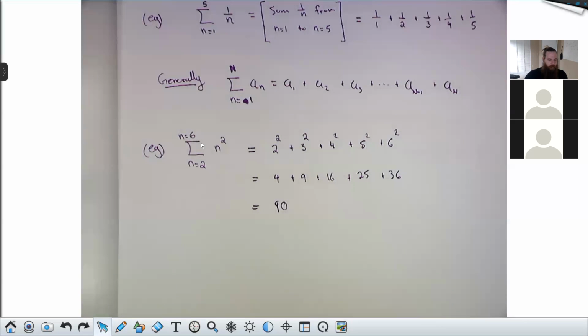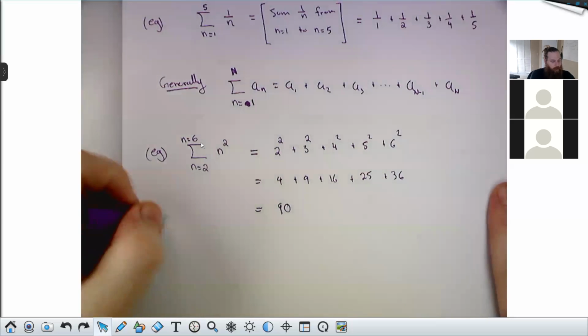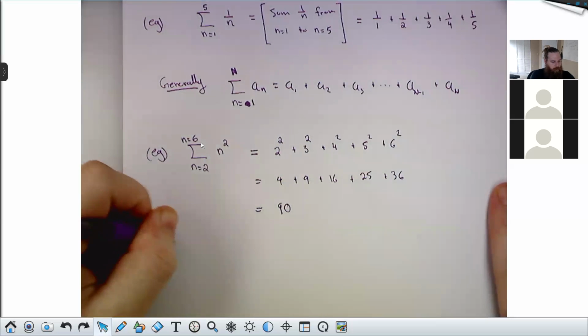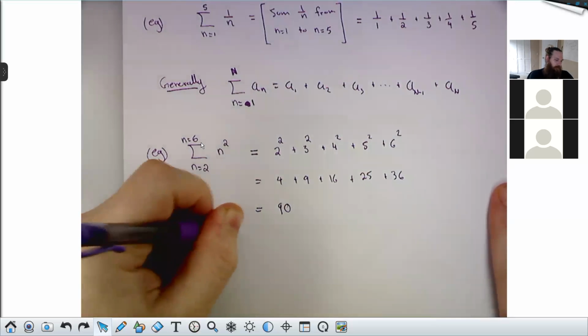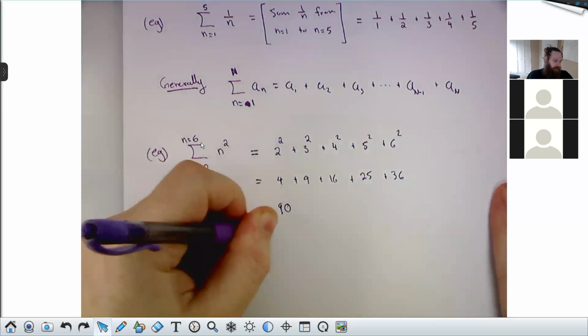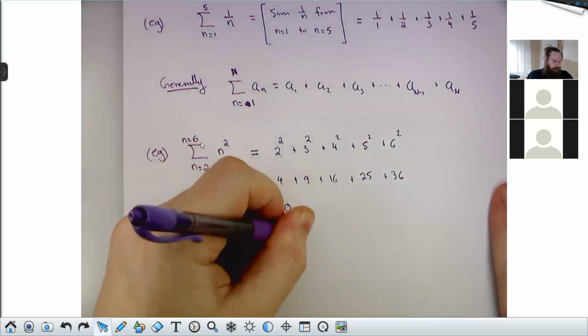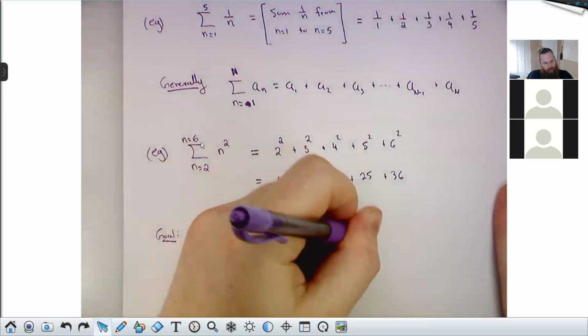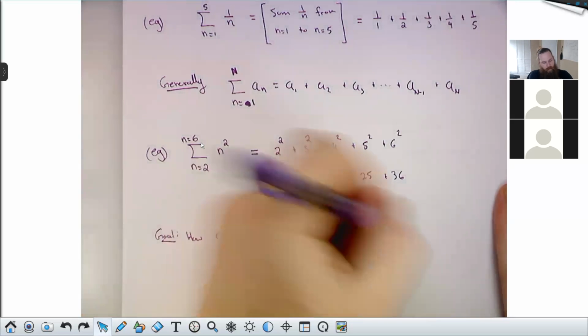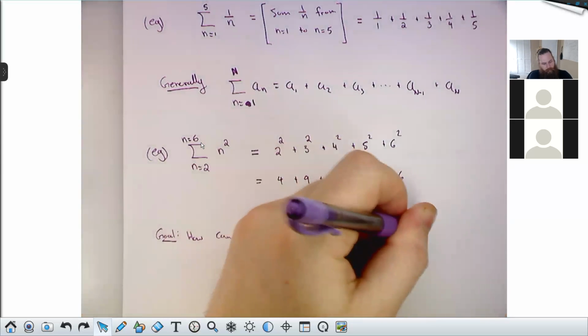Okay. A fun example to work with here. So here's our long-term goal. How can I make sense of an infinite addition problem?